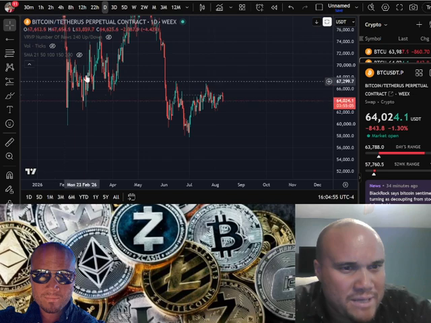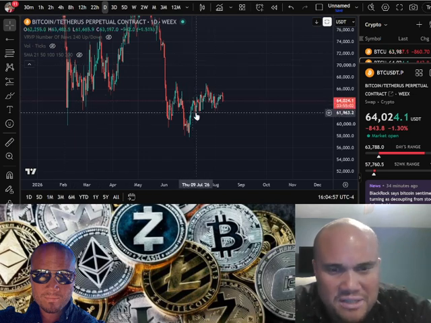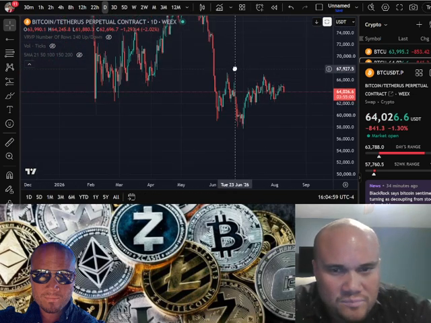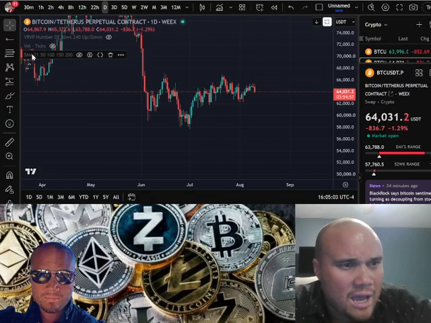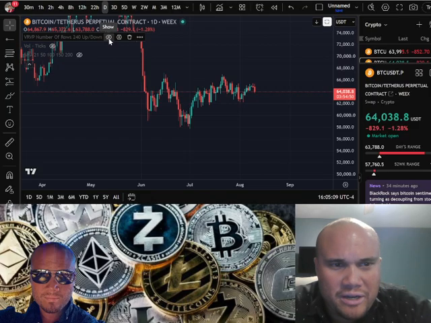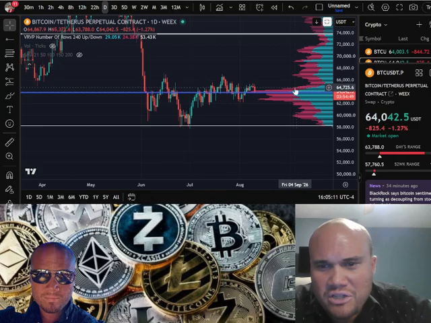I just have a naked chart here. This is a candlestick chart showing the price of Bitcoin, and I'm now going to turn on the VRVP indicator. It stands for Visual Range Volume Profile indicator. I'll turn it on, and this is what it's showing.